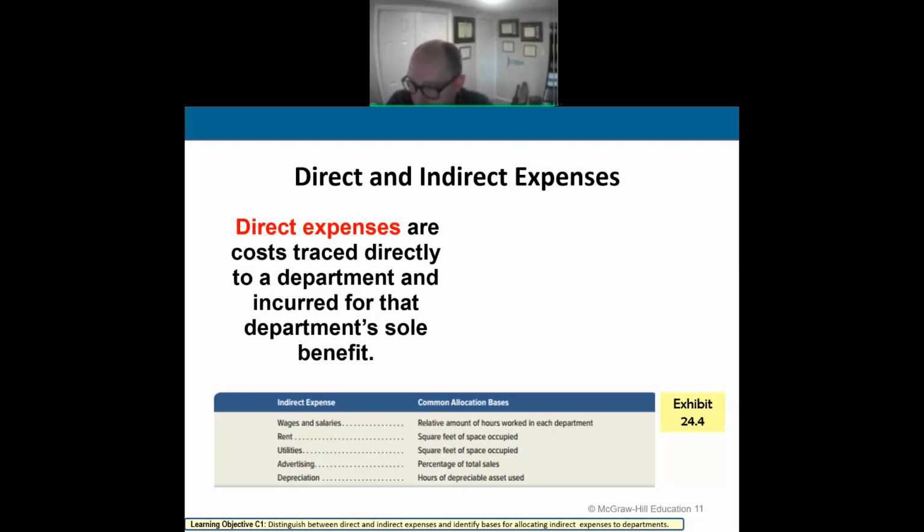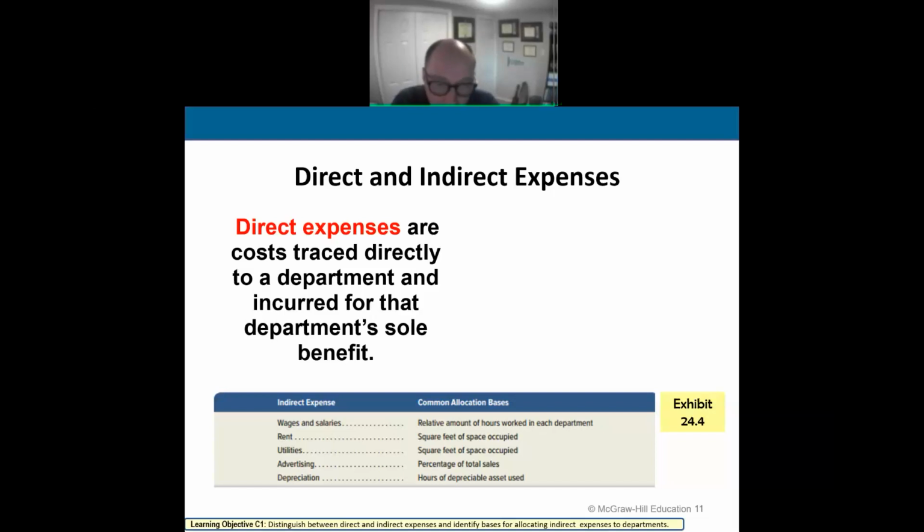Why? They're not sold anywhere else. They're not going to be sold in the men's clothing department. They're going to be sold in the jewelry department. So I can directly trace the cost of the jewelry to the jewelry department because it's a benefit to that department. That's called a direct expense. I can directly trace it to that department. I also have indirect expenses that are associated with the jewelry department. Indirect expenses, as you would think, are expenses that I cannot directly trace to the department for the department's benefit.